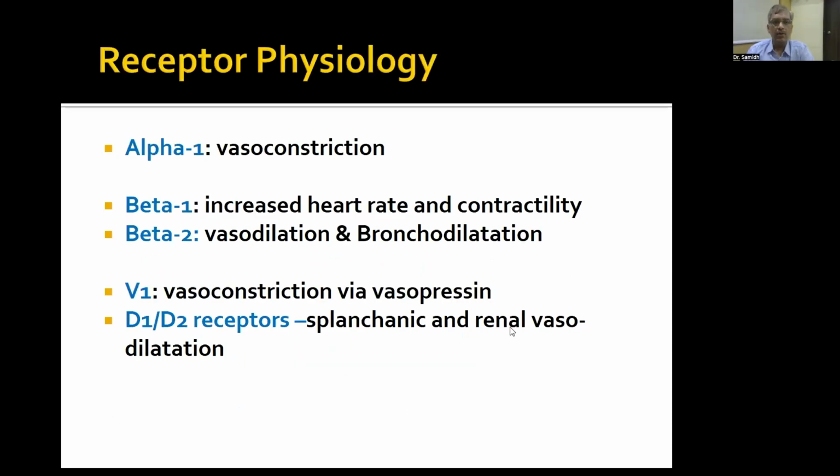They act on the receptors. Alpha-1 receptors, which are present in the blood vessels, cause vasoconstriction. Beta-1 receptors are present in the heart, which leads to an increase in heart rate and cardiac contractility. Beta-2 receptors are present in the blood vessels and in the bronchi, causing vasodilatation and bronchodilation. There are also receptors through which vasopressin acts, and some dopamine receptors, especially in the splanchnic and renal circulation, where they cause splanchnic and renal vasodilatation.